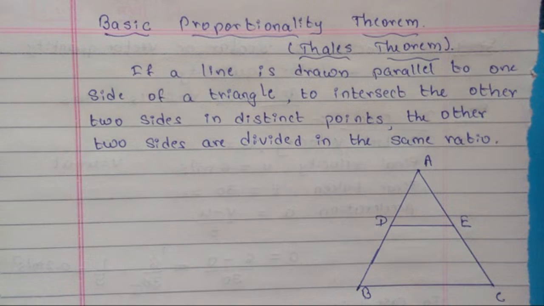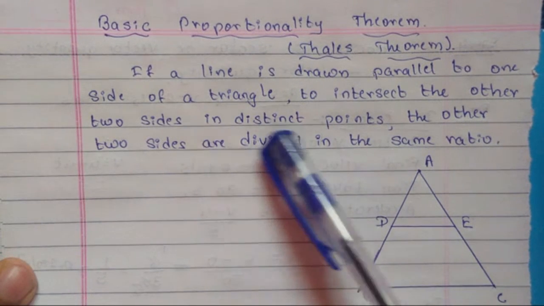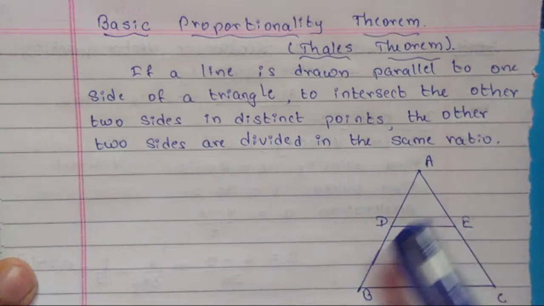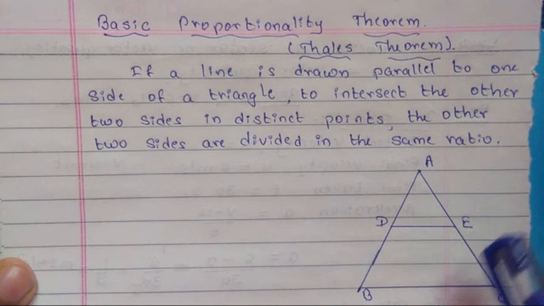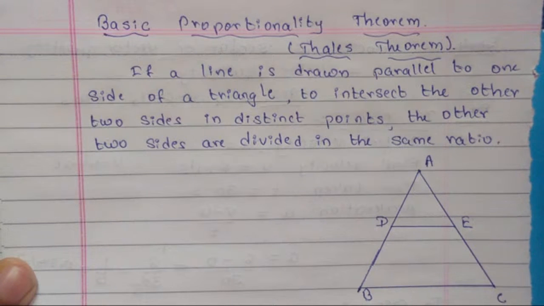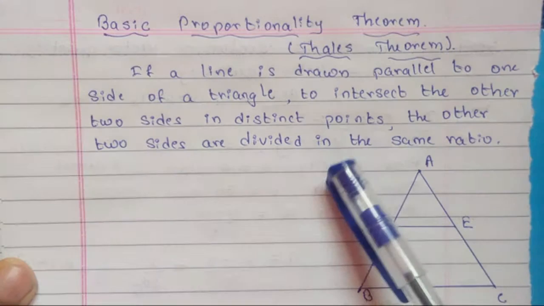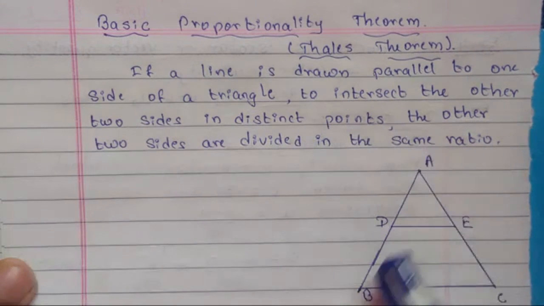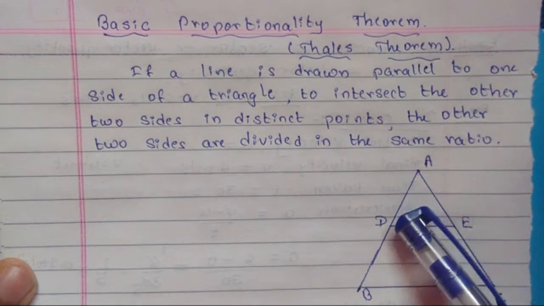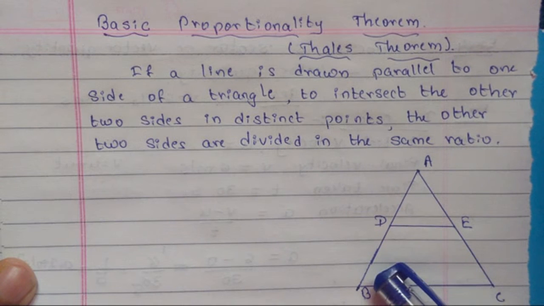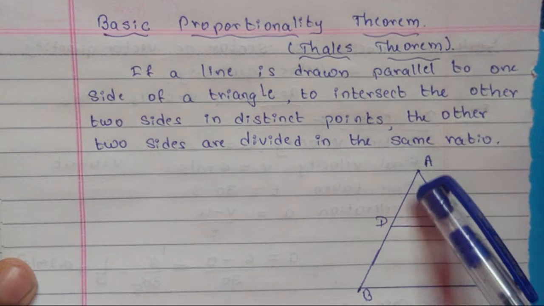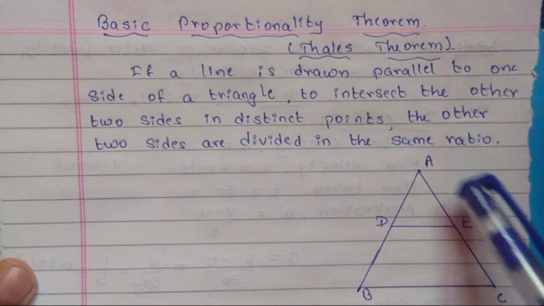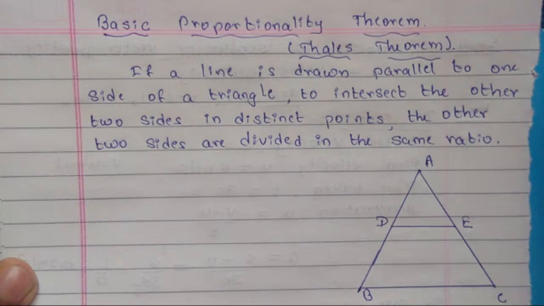The next, intersect other two sides in two distinct points. So the two distinct points are D and E. Now for the side AB, the point is D, and for the side AC, the point is E. Then the other two sides are divided in the same ratio. Other two sides, that means side AB and side AC, are divided in the same ratio. That means we have to prove AD divided by DB is equal to AE divided by EC. That is what we have to prove.